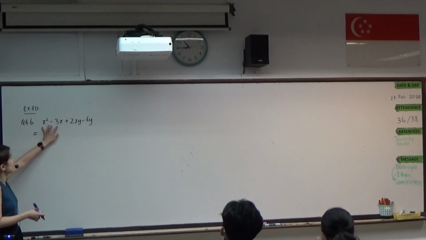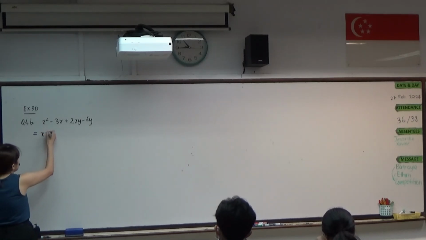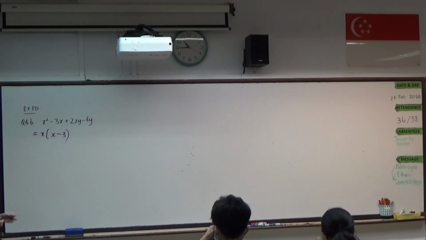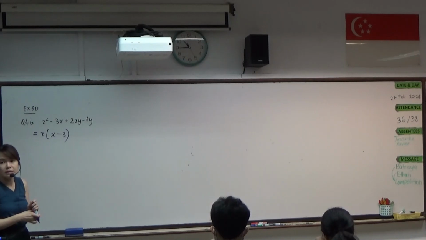What's the common factor between x squared and minus 3x? X, right? So only 1x and we'll be left with x minus 3. Right? Then the next one? Is it just y?